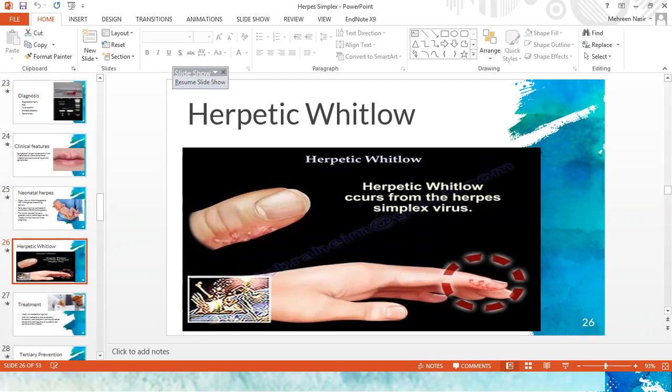Coming to the herpetic whitlow. Herpetic whitlow occurs when the herpes simplex virus involves the fingers of the hand. This is important from a public health point of view because they can spread this virus to others at an exponential rate, and this is most commonly seen in healthcare workers.